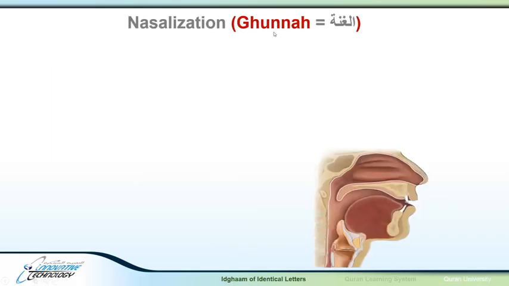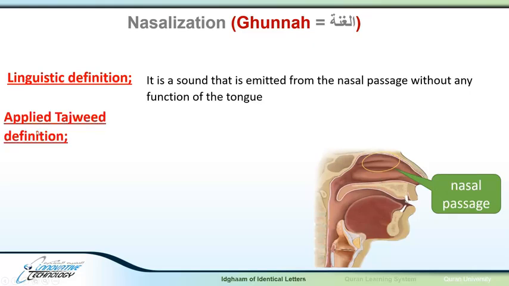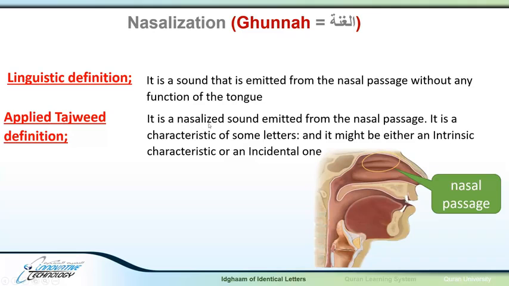And now let's define ghunnah, or nasalization. The linguistic definition is that it is a sound that is emitted from the nasal passages without any function of the tongue. These are the nasal passages, or what we call al-khayshoom in Arabic. And the applied Tajweed definition states that ghunnah is a characteristic of letters. It's a nasalized sound emitted from the nasal passages, and it is a characteristic of some letters. And such characteristic could be either an intrinsic one or an incidental one.